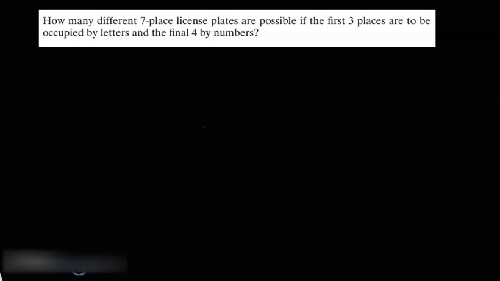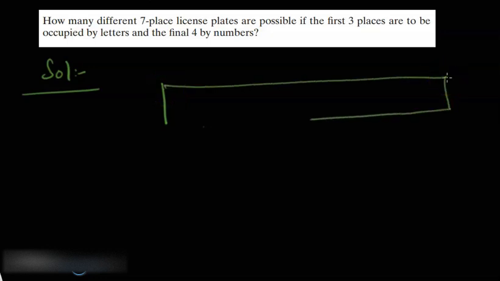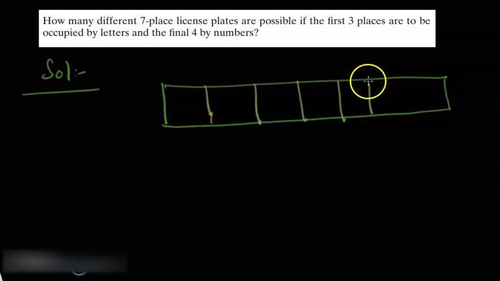Again, we have got another question. It says how many different 7 place license plates are possible if the first 3 places are to be occupied by letters and the final 4 by numbers. That's not a big deal. So you have to make a 7 place license plate. So there should be 7 categories: 1, 2, 3, 4, 5, and then 6 and 7.